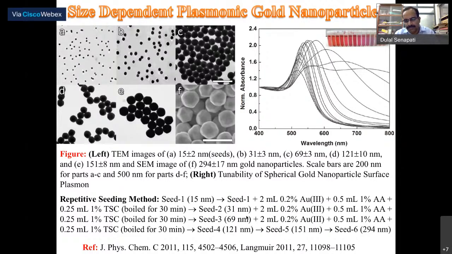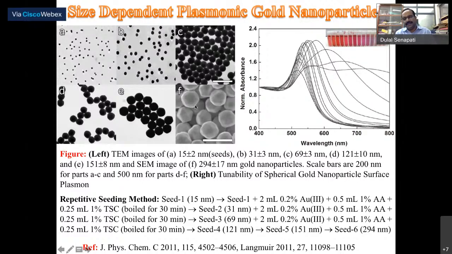Then by using the 69 nanometer particle, we can grow a 121, and from 121 we can move to 151, and from 151 we can move to 290. So in the picture, A is my seed, and from A I make B, where B is again used as a seed for the particle C, and then C is used for D, D is used for E, and E is used for F.